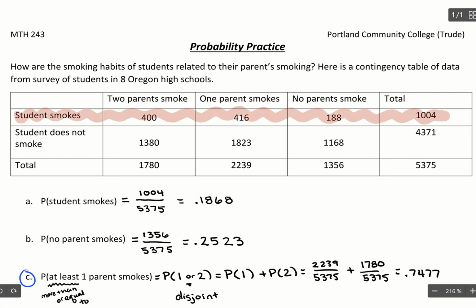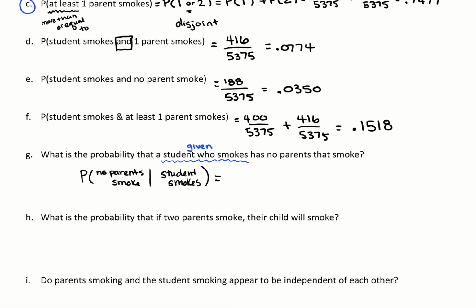which means our sample size becomes this 1,004. We're looking out of these 1,004 students that smoke, and what's the probability that no parents smoke? So for our fraction, we're going to take that 188 out of 1,004, which will be a 0.1873.